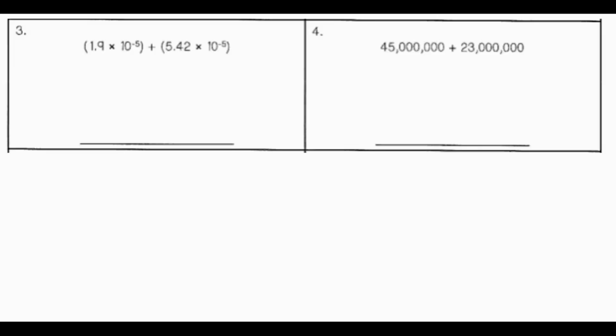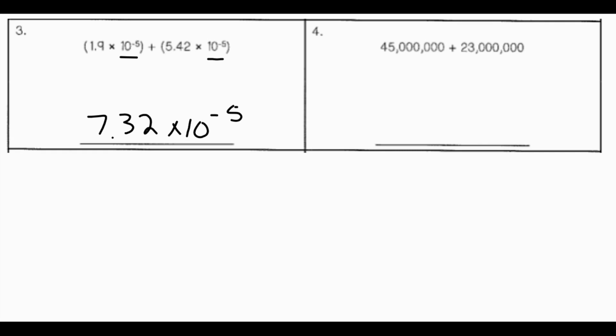Number 3, we have 1.9 times 10 to the negative 5th plus 5.42 times 10 to the negative 5th. Again, looking at my power of 10, I have them both as negative 5. So I'm going to add my two numbers. 1.9 plus 5.42 would give me 7.32 times 10 to the negative 5th.